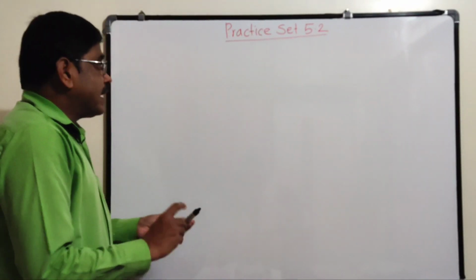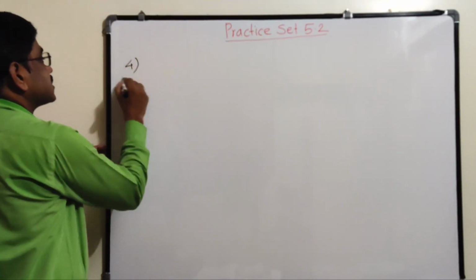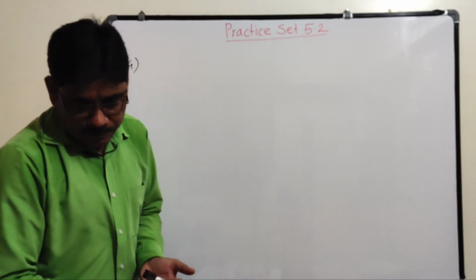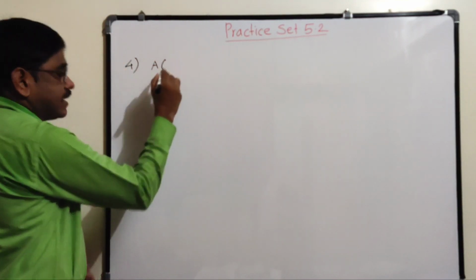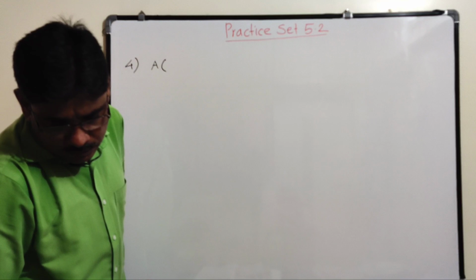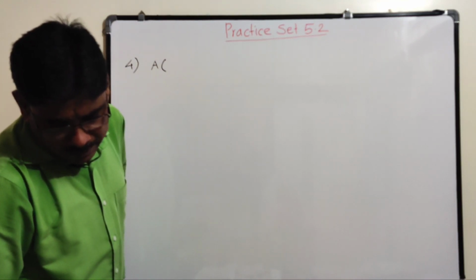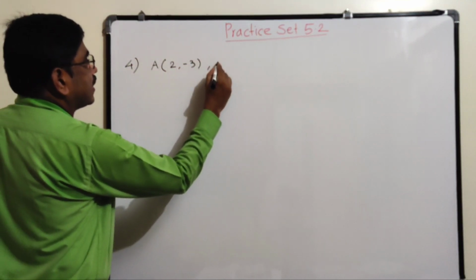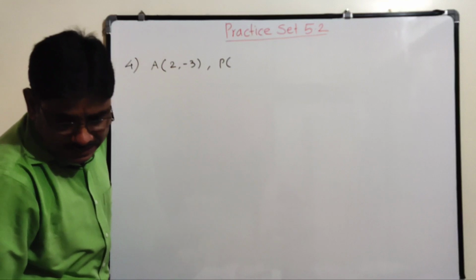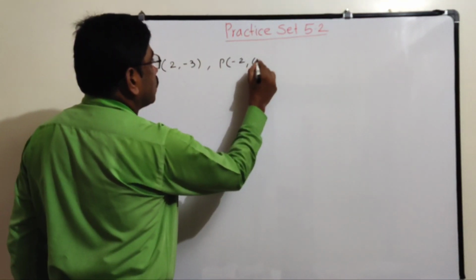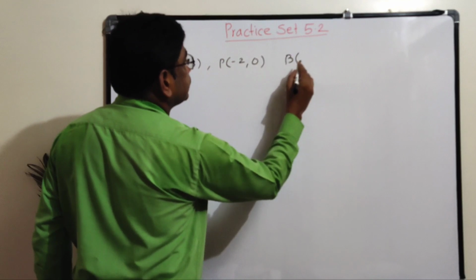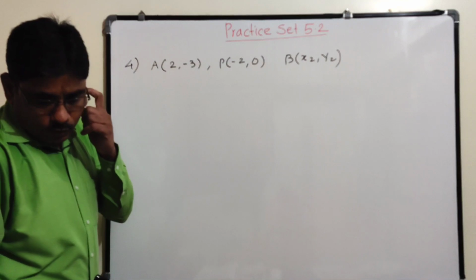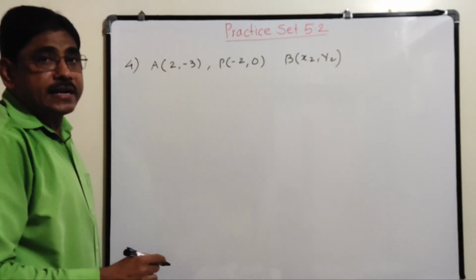Now in the fourth one we have to use the midpoint formula. Here the fourth sum is given. P is the center of circle and AB is the diameter. The coordinates of A are (2, -3) and the coordinates of P, the center, are (-2, 0). Then find B. Let it be x2, y2. So find the coordinates of B here.